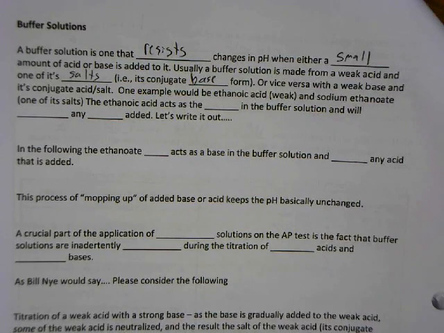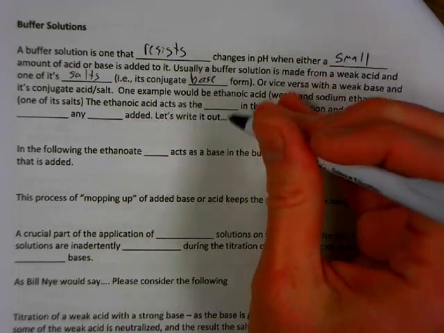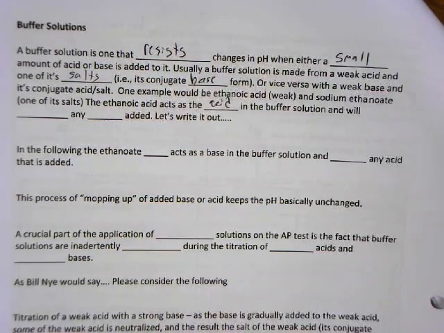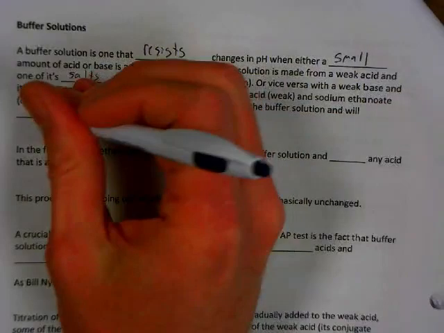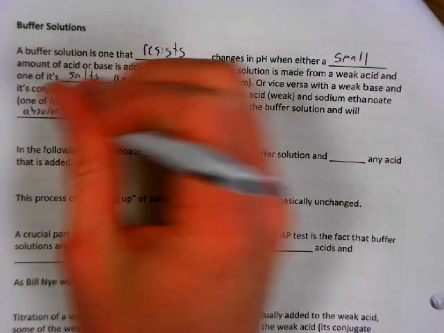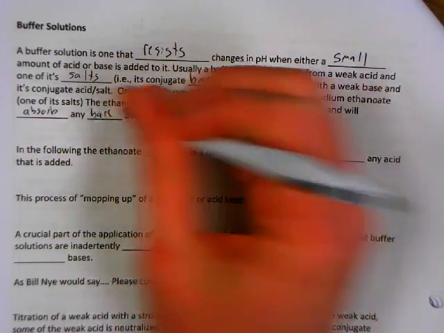One example would be ethanoic acid, which is a weak acid, and sodium ethanoate, which is one of its salts, right? Sodium ethanoate is a salt. The ethanoic acid acts as the acid in the buffer solution and will absorb any base added.